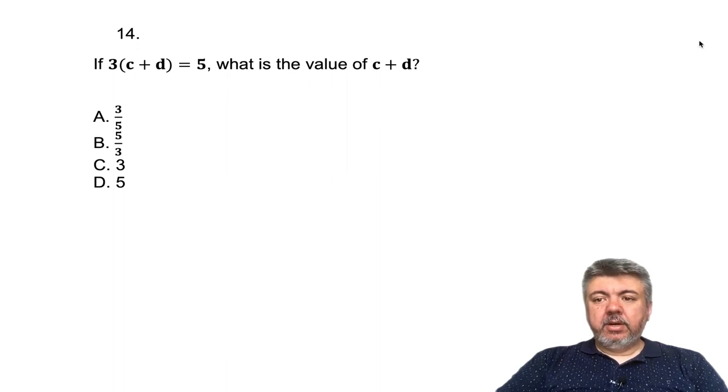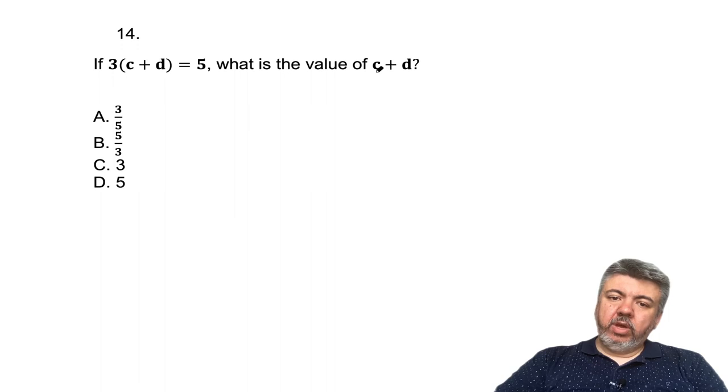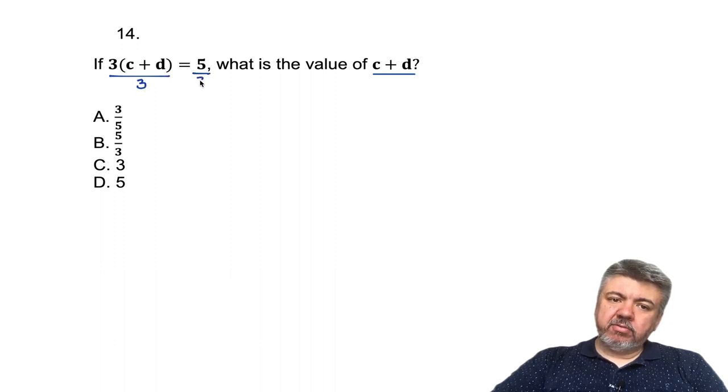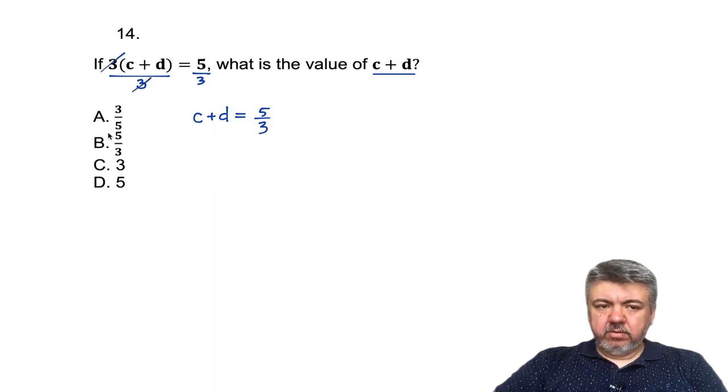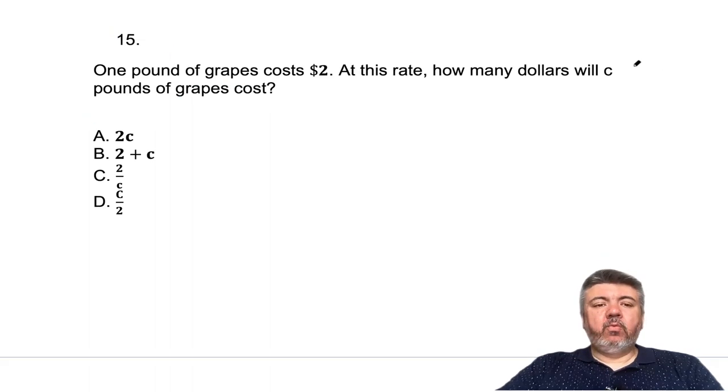Okay, another simple question. We want to find c plus d, and c plus d happens to be here already. So why don't I divide by 3 and divide by 3? It's c plus d on the left and 5 over 3 on the right, because 3's cancel, which is B.